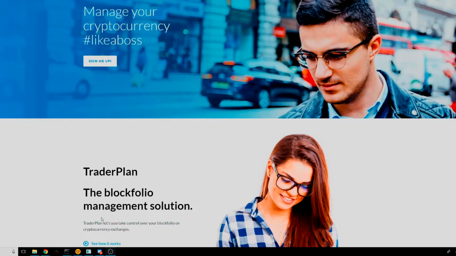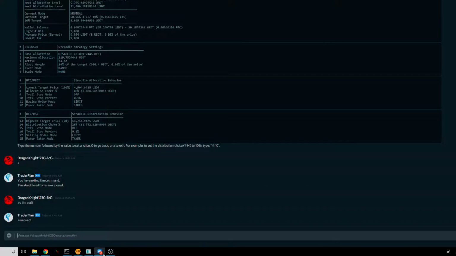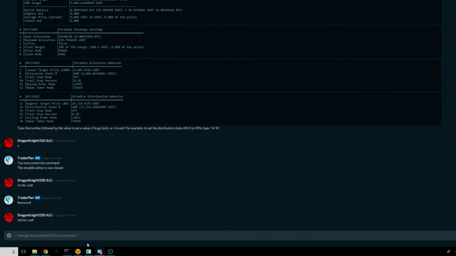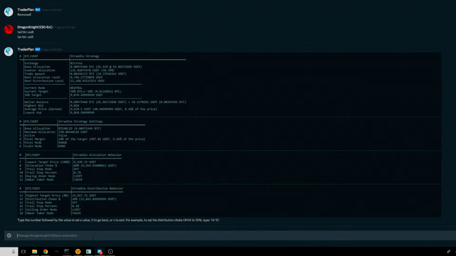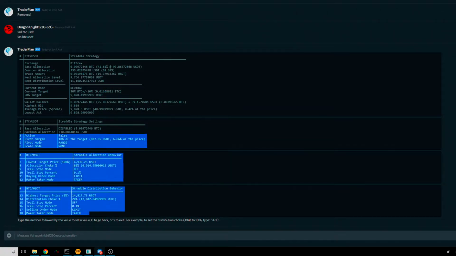Today we're going to look at one of the three strategies that's currently available, which is my personal favourite, the Straddle Strategy. So if we jump onto Discord, we can add a straddle, BTC USDT. If I can spell it right, add straddle, BTC USDT. There we go. Now it has loaded us up with the default strategy settings, which are all here.